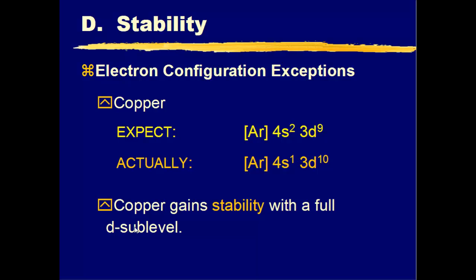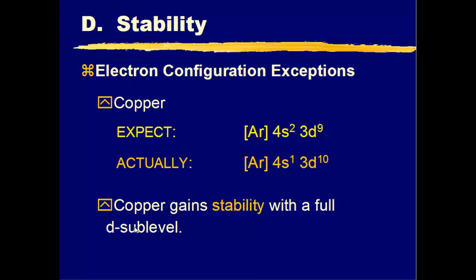The first exception that I want to show you is copper. Okay, so find copper on the periodic table. The noble gas notation that I've written first is what you would expect copper to be. Its configuration ends in 3d9. It's in the 4th row of the periodic table in the D block, and it's the 9th block over in the D block. So that's what you would expect.